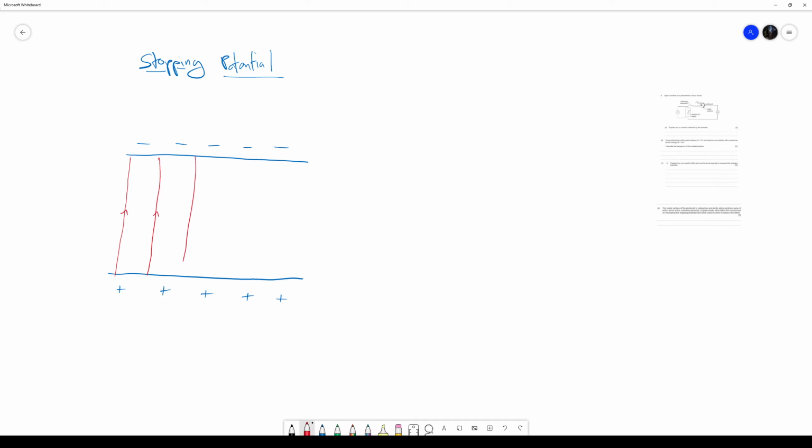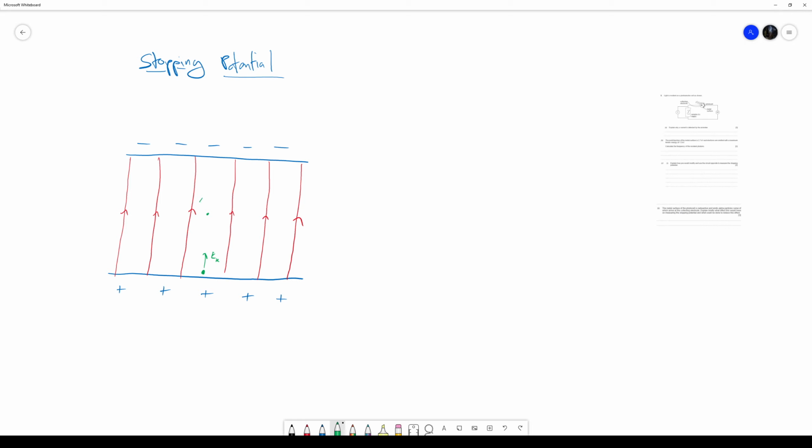The field lines show the direction of the force on a positive charge. These are supposed to be equally spaced. Again, lines of equipotential would be perfectly horizontal and parallel to these plates. Now let's imagine I take an electron, here it is, and I project it from the bottom here upwards with some kinetic energy Ek. It's going to get to a certain height and then it's going to fall back down again. What can we say about this height that it gets to?